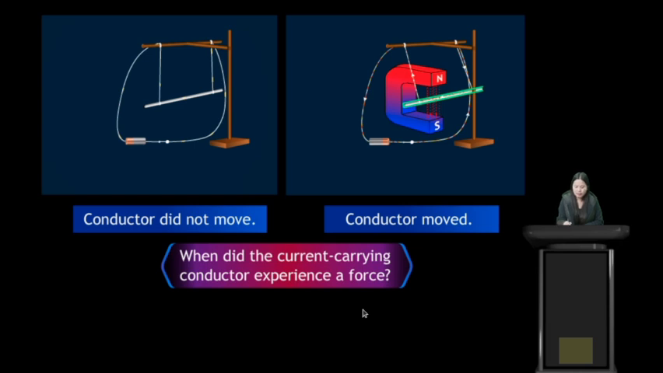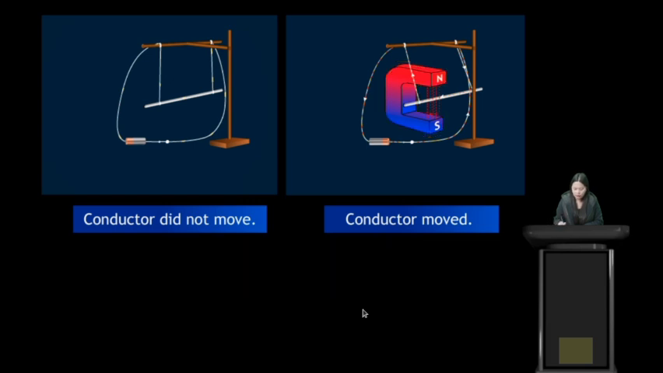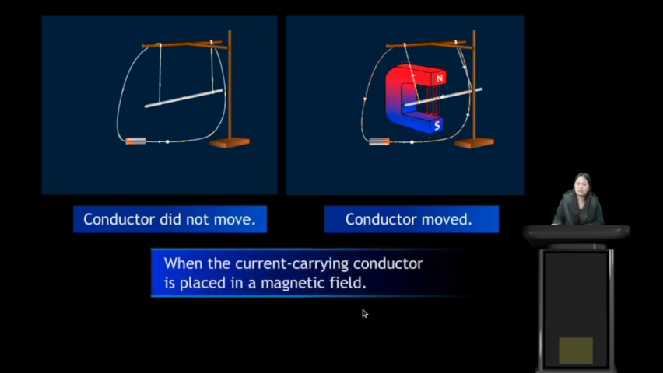So this conductor, in the presence of magnetic field, experiences a force. Yes, students. So here, when the current carrying conductor is placed in magnetic field, it experiences a force, and that is why this conductor is in motion. It moves outward, whereas in this case, the conductor does not experience force because it is not in magnetic field. So the conductor does not move.